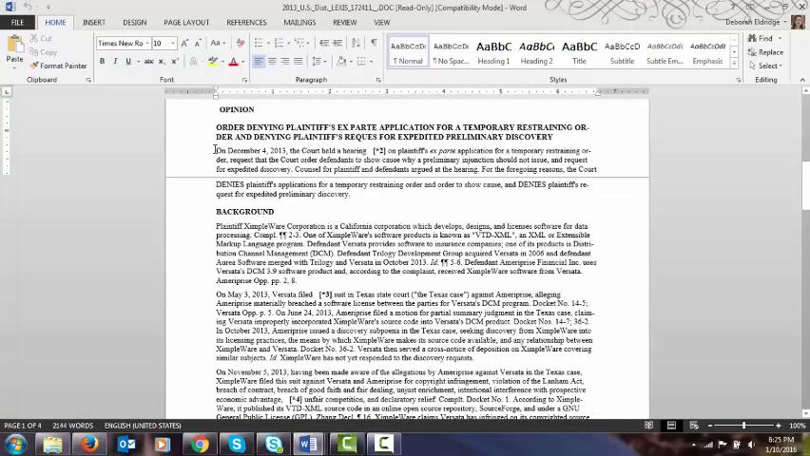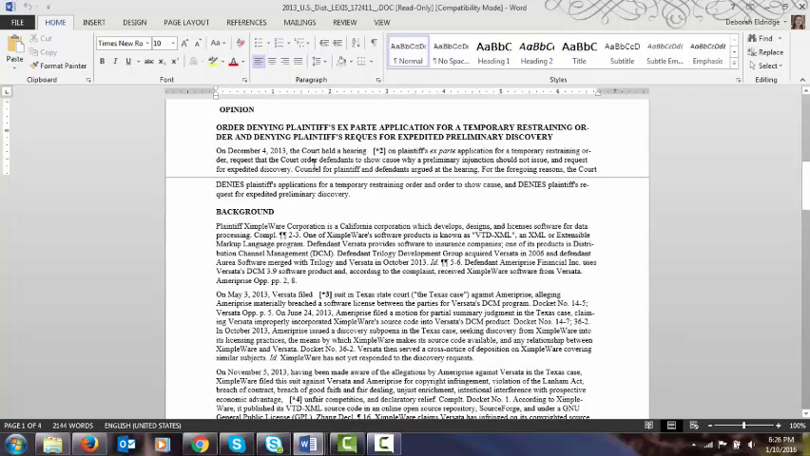Now, up here real quick, if we look at this information, it talks about the fact that the opinion is looking at an order denying plaintiff's ex parte application for a temporary restraining order and denying plaintiff's request for expedited preliminary discovery. We're not so much concerned about the expedited preliminary discovery, but we are concerned about this part in particular, the application for restraining order, okay, because that really is what we're talking about, going to the heart of the case. So when you're looking at an issue, you're always talking about what's the heart of the case.